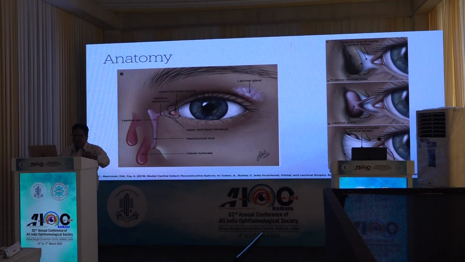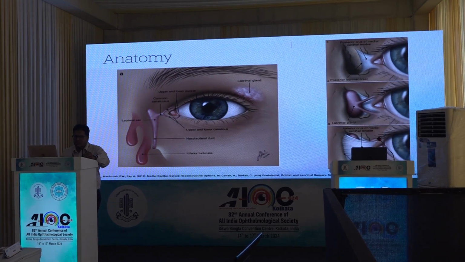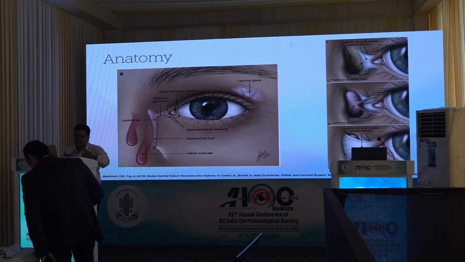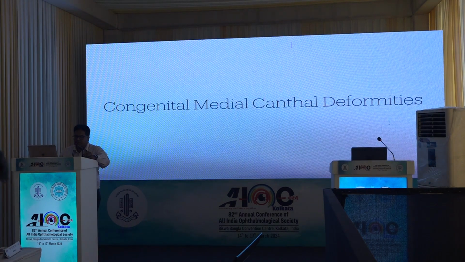Just a brief anatomy. We have to be mindful that at the medial canthus there is a lacrimal sac, and on either side of it there are two crura of the medial canthal ligament. This is very important, as we'll see in future slides, to keep in mind while we are reconstructing these medial canthal abnormalities.